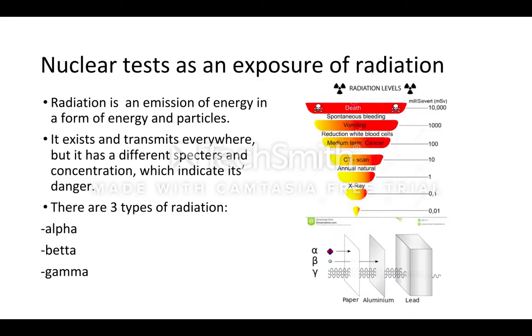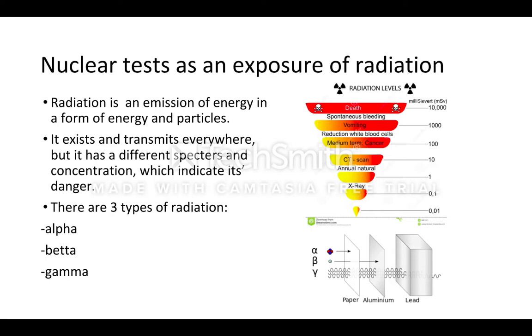First of all, let me tell you about the nuclear test as the exposure of radiation. Radiation is the emission of energy in the form of waves and particles. It exists and transmits everywhere, but it has a different spectrum and concentration which indicate its danger. So, let me demonstrate a graph here, so we can see that radiation is measured in sieverts, and 0.01 sieverts is the minimum dose of radiation, and the lethal level of radiation is 10,000 microsieverts.